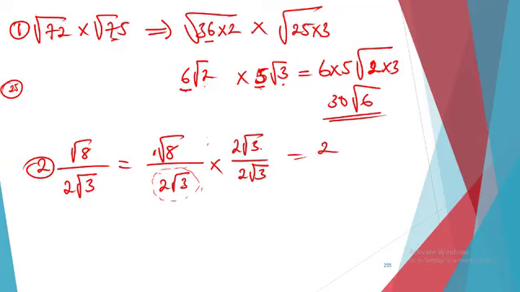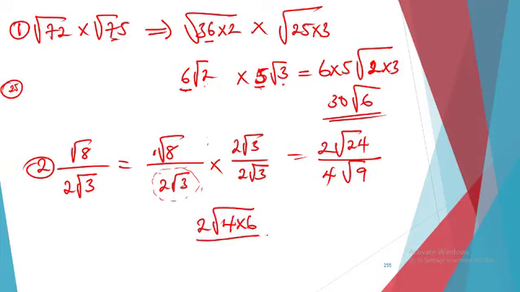Root 8 times root 3, what do we have? We have root 24. 8 times 3 is 24. All over 2 times 2 will give us 4. 3 times 3 will give us 9. Is that correct? Now we then have 24 is 4 times 6, all over, what's the square root of 9? 3. Then 3 times 4 will give us 12. Is that correct? We have 12 here.